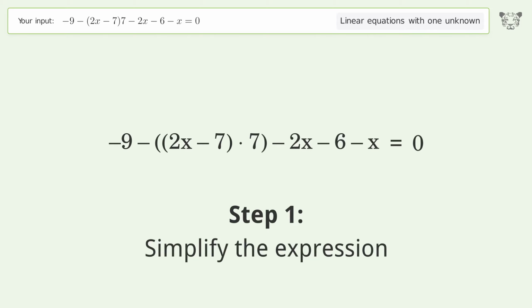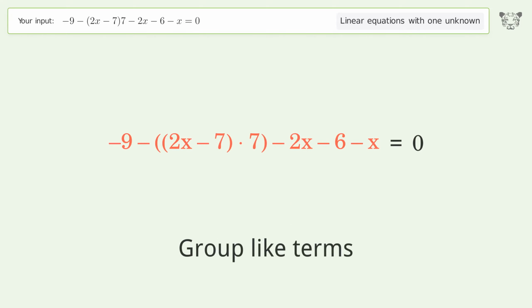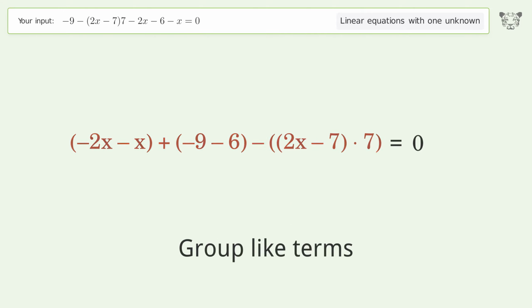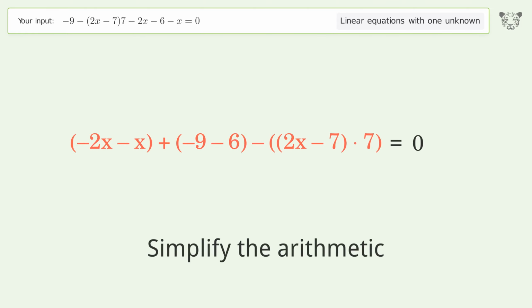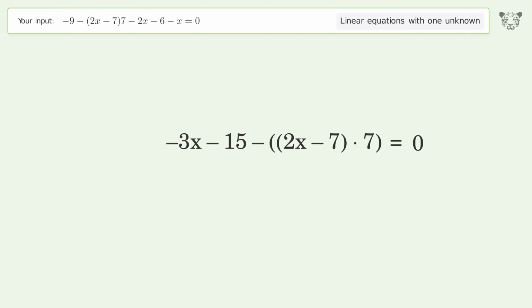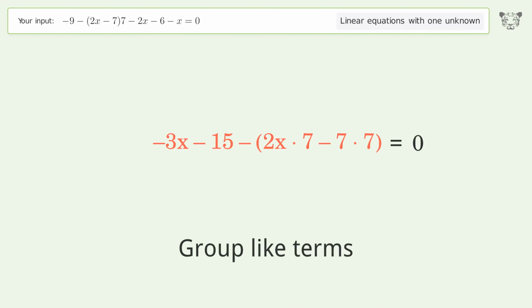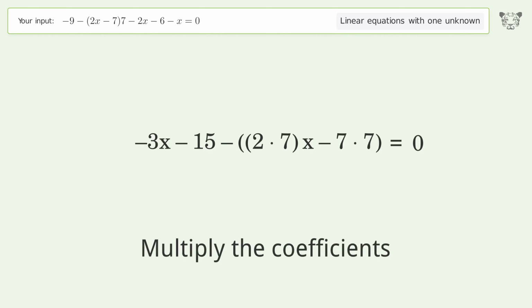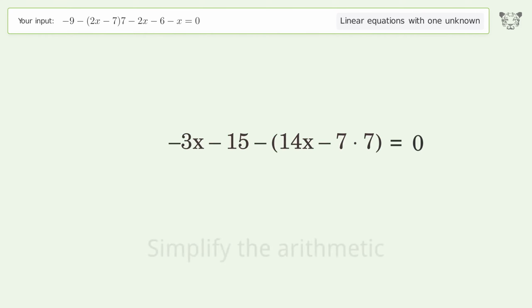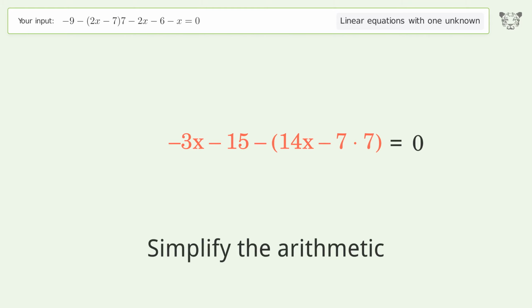Simplify the expression. Group like terms. Simplify the arithmetic. Expand the parentheses. Group like terms. Multiply the coefficients. Simplify the arithmetic.